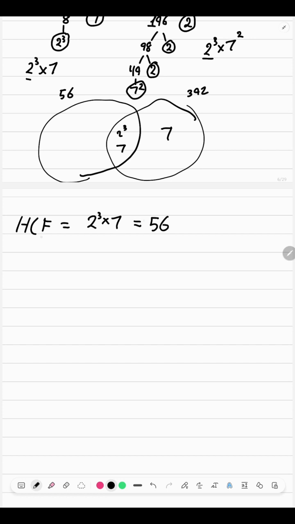And then the lowest common multiple would be 2 cubed times 7 times 7, which is actually just 392.